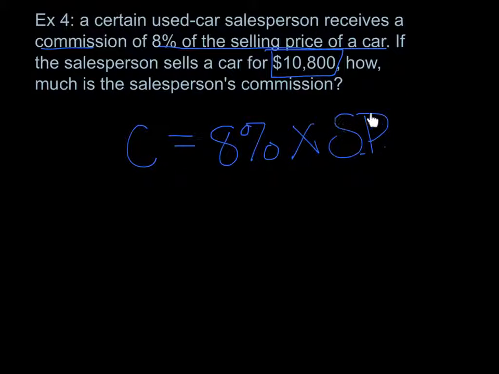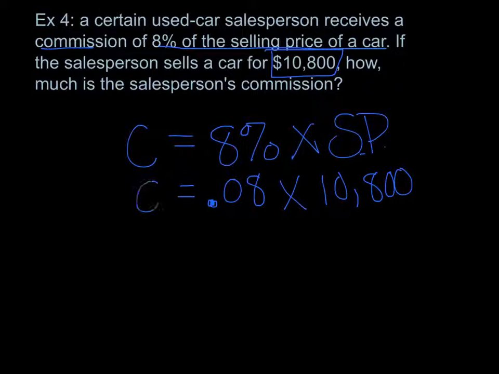$10,800 is the sale price, so we're going to fill it in for our SP, or our sale price, in our equation. Rewriting it, remember, you have to convert 8% to a decimal. I think it's easier to use the decimal in this case. 0.08 times the sale price of $10,800 is the commission. When you compute this out, you get commission is equal to $864.